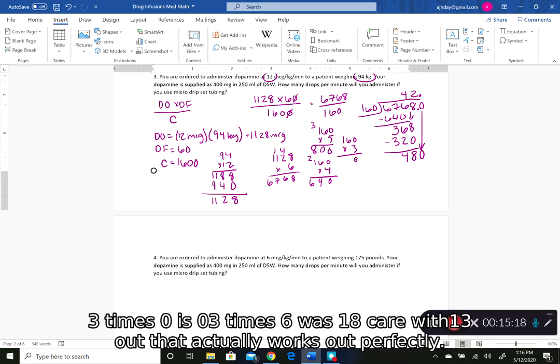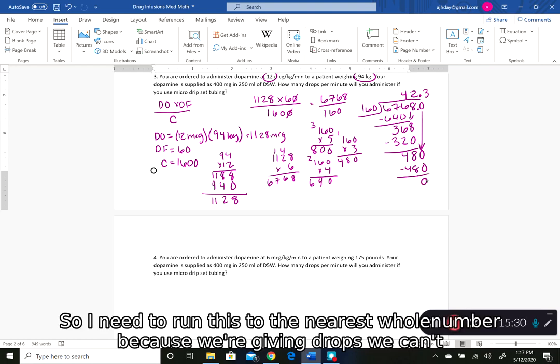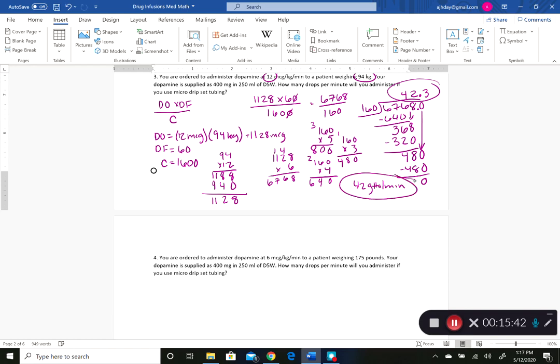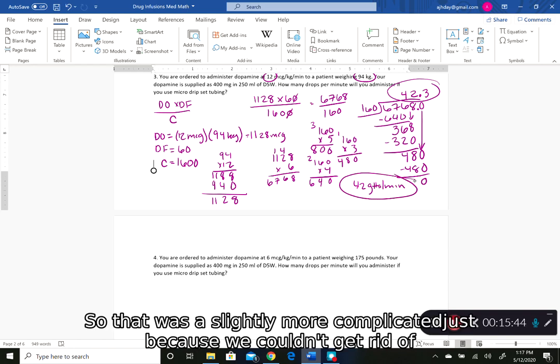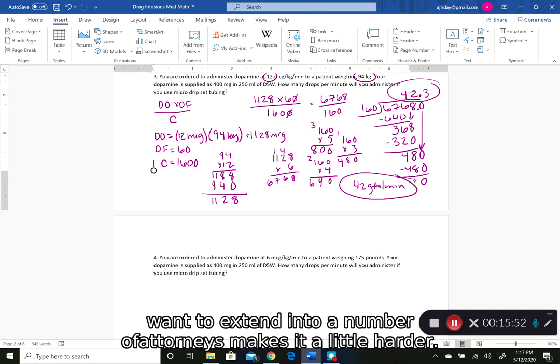3 times 0 is 0. 3 times 6 is 18. Carry over the 1. 3. Oh, that actually works out perfectly. So I need to round this to the nearest whole number because we're giving drips and we can't give a fraction of a drop. So I'm going to give this patient 42 drops per minute. So that one was slightly more complicated just because we couldn't get rid of a lot of zeros there. So we had to divide 160 into a number, which always makes it a little harder.